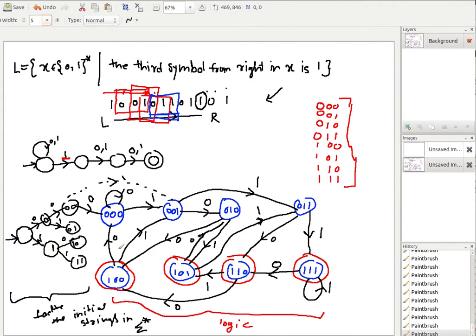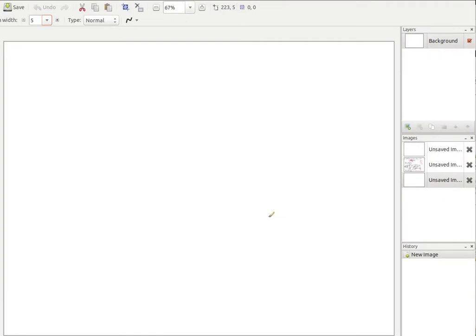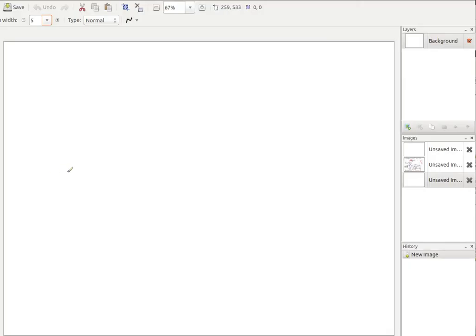Now, is it clear to all of you the DFA? If yes, then we will go to the next. Any questions? Any questions in this? Good. So let us go back and see what actually I mean here.